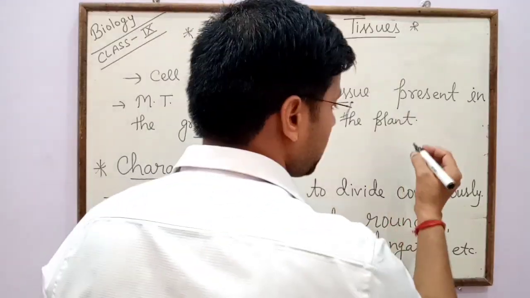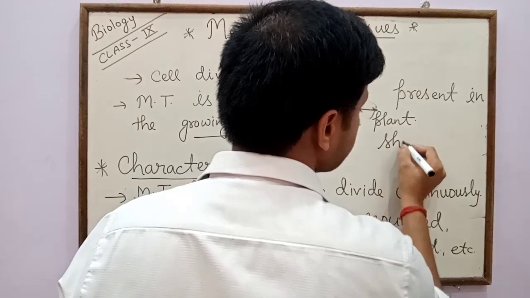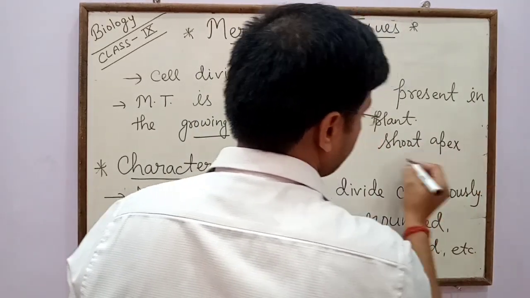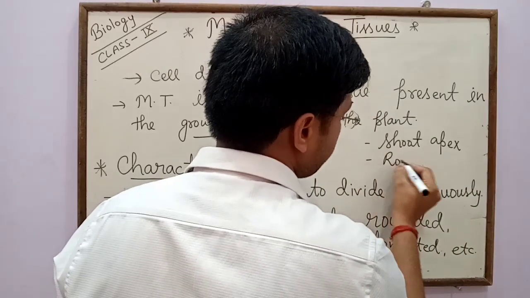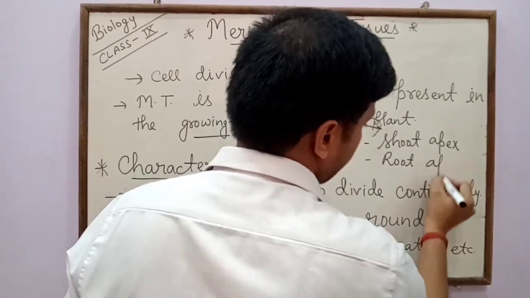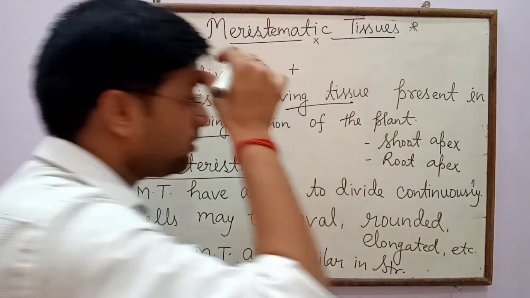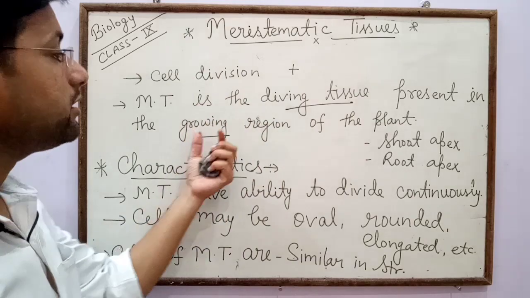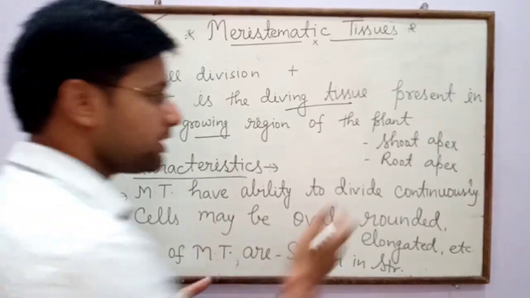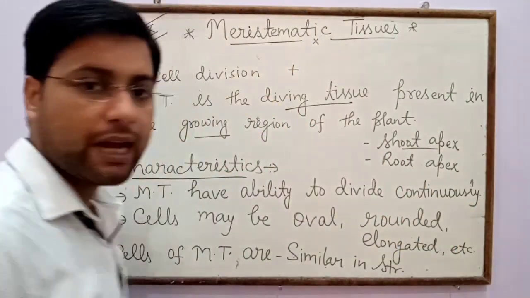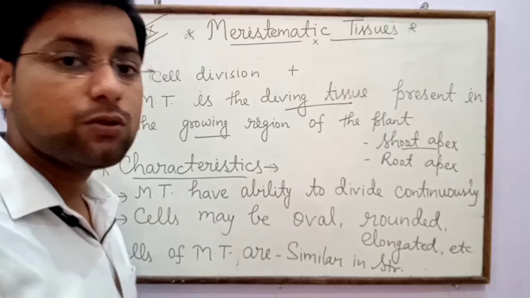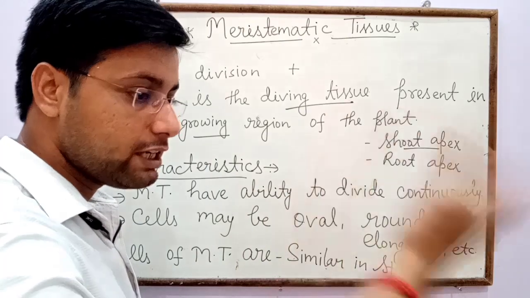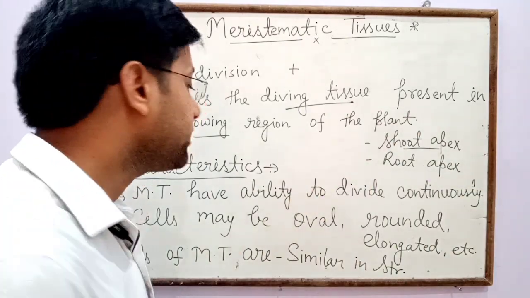Growing regions are present in the shoot apex and in the root apex. So the meristematic tissues are present in the growing region of the plant, especially in the shoot apex and the root apex, and help in the growth of the plant, increasing the length as well as thickness.